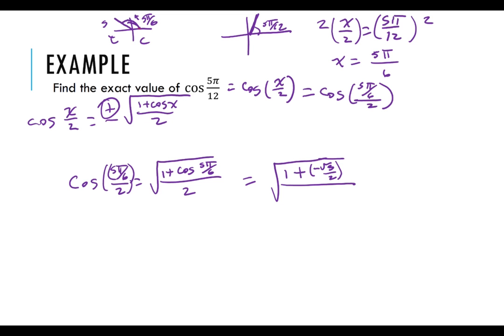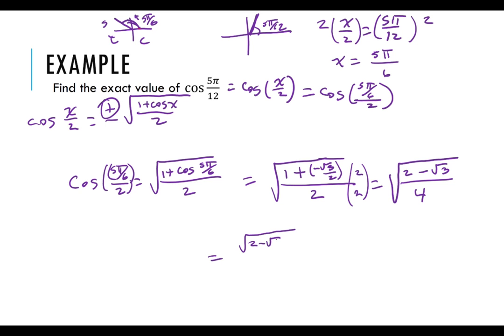all divided by 2. I can clean this up a little bit by multiplying inside the radical by the common denominator of all the smaller fractions, and then distributing. This is then the square root of 2 minus root 3, all divided by 4, but that will clean up as the square root of 4 in the denominator is 2, and so this is really the square root of 2 minus root 3, all divided by 2.